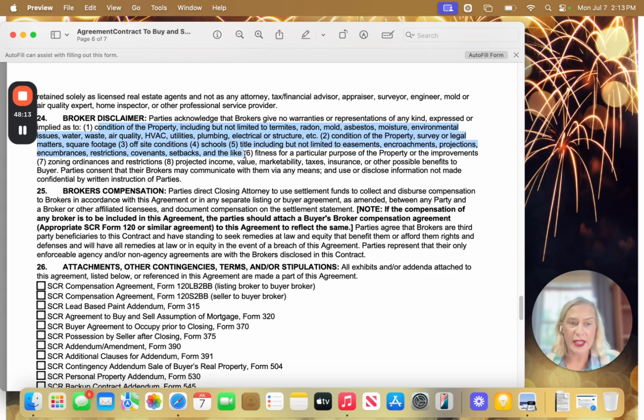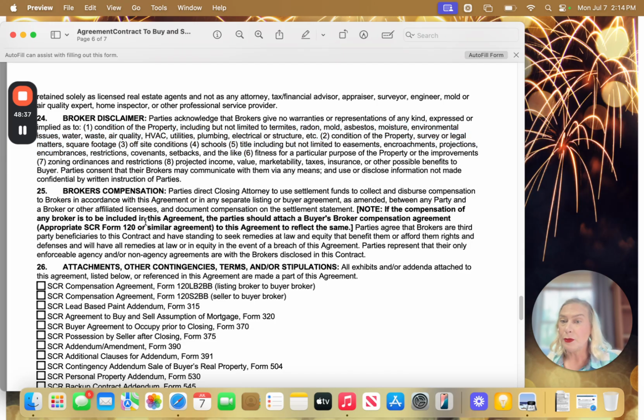We don't know anything about the easements or encroachments. We don't know anything about the schools. It just goes on to say, hey, I don't know. Listen, I'm telling you to hire the professionals to look into this stuff. I'm here to help you look into this stuff, but I'm not here to tell you what I think is 100% accurate. So that's basically what the broker disclaimer means.